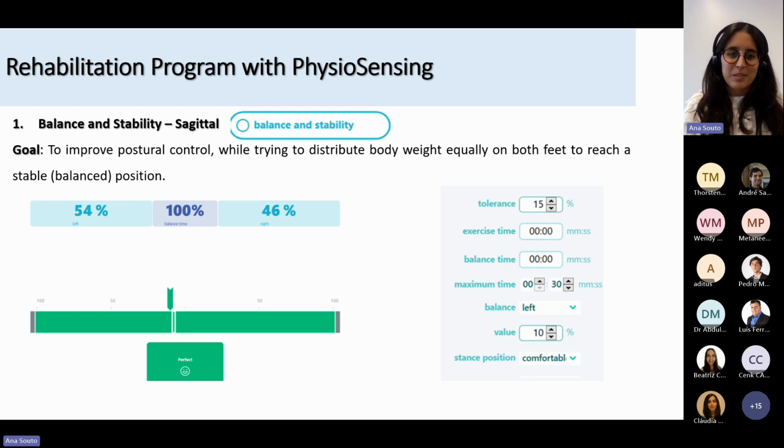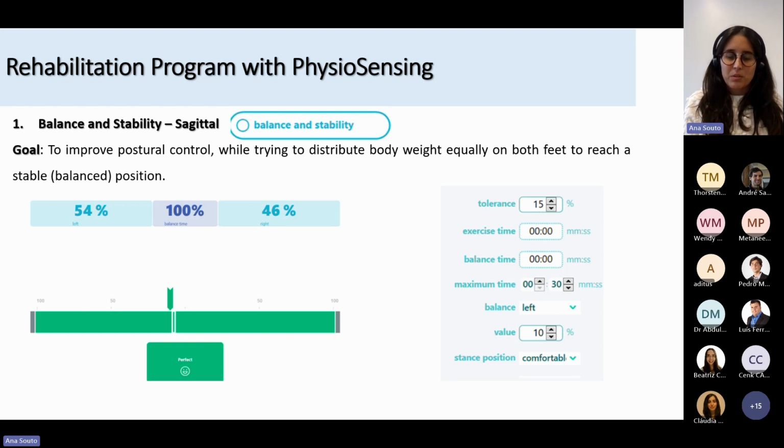And so it's better to shift a little bit so it gets more accurate to this person's abilities, and then progressively we go towards the center. Then we can also change the stance position for this patient, from a comfortable normal stance position, and we can also add an unstable surface. For this patient, we want him to be on a firm position.